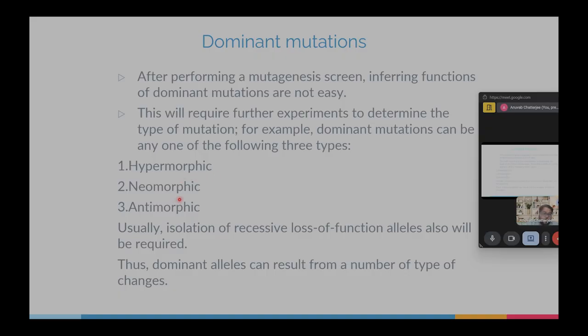Neomorphic: when there is a lot of that gene, it might have a new function altogether. The mutation might confer a new kind of function which is really different from the normal function of the gene. So that's why you also cannot figure out what the normal function of the gene was. Or it could be antimorphic, which is when there is a lot of the gene expression product present, it does the opposite of what it normally did. So again, you cannot figure out what the normal function was.